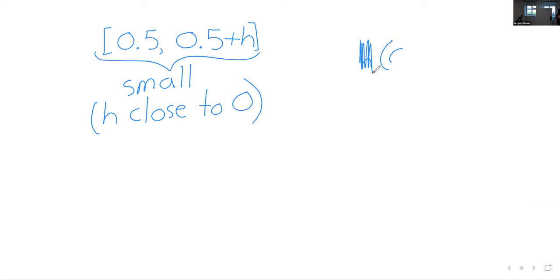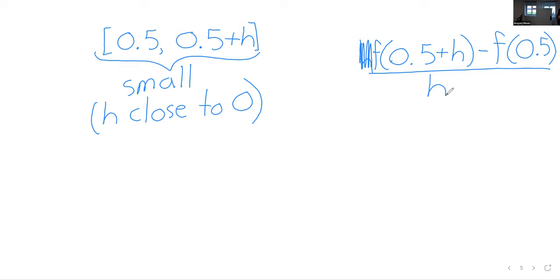So the average rate of change on this interval is F of 0.5 plus H minus F of 0.5 all divided by H. That is my approximation of the instantaneous velocity at 0.5. And this approximation is good as long as H is close to zero.